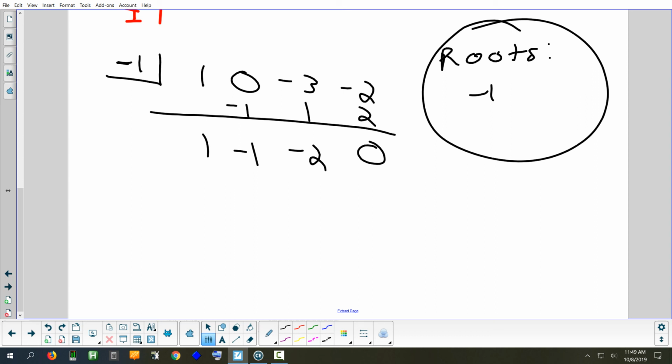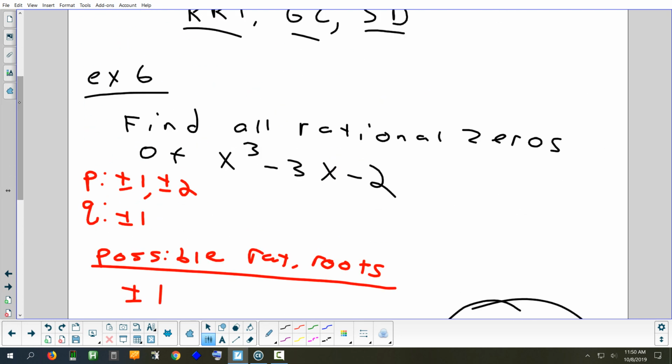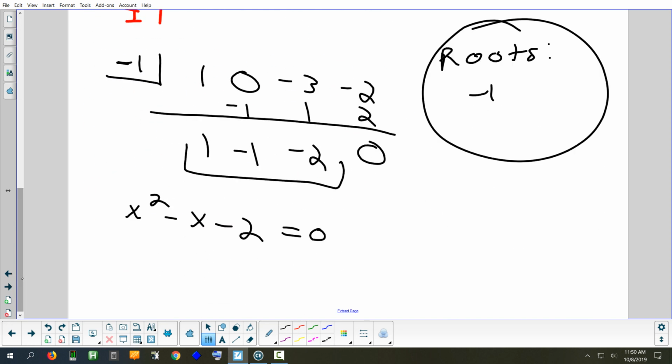So -1. And how would you write this part? x squared minus x minus 2. See what happens. So now, find the zeros of this part, but you don't need synthetic division. Once you divide through synthetically by a root, you take the exponent down one level. So you just took it from a cubic. Now you're left with a quadratic, and you can factor that. How does x squared minus x minus 2 factor?